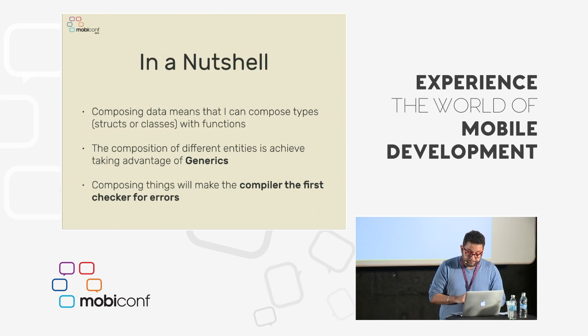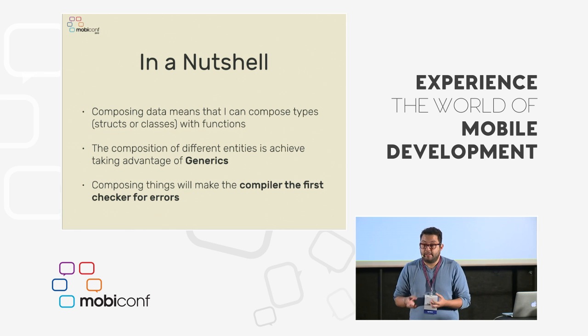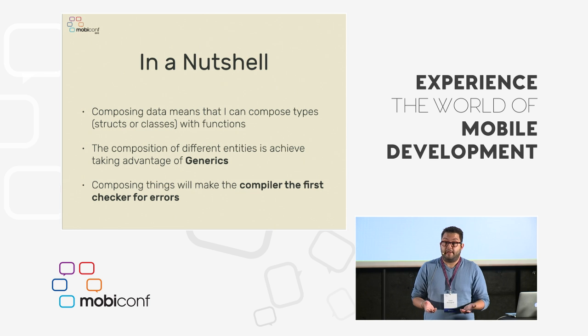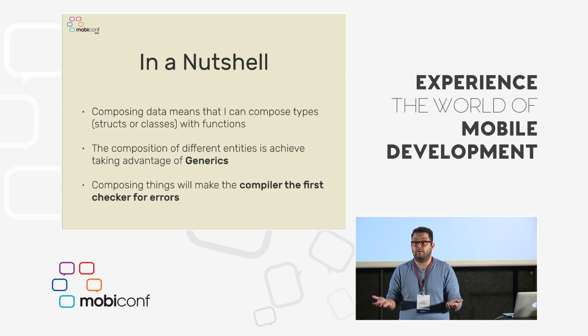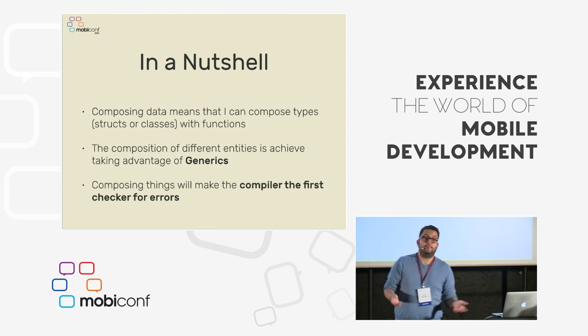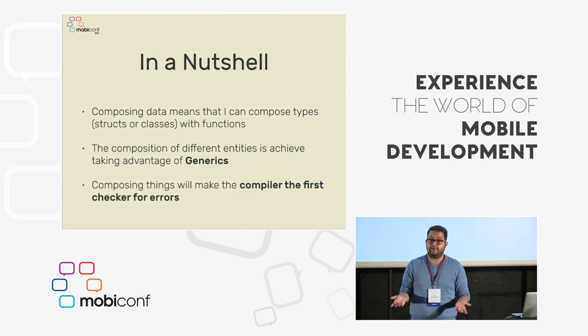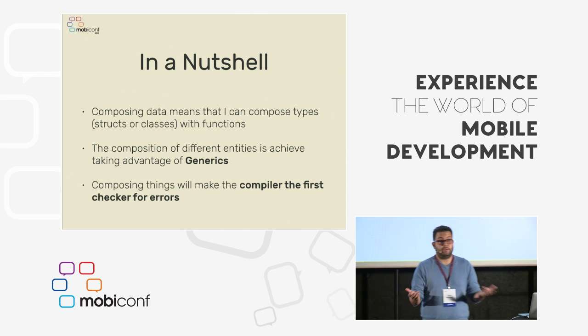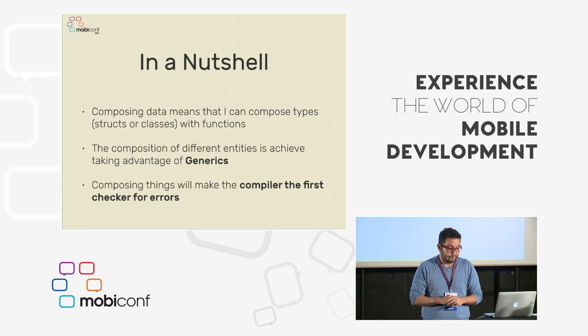In a nutshell, compositionality or composability in Swift uses a lot of generics. It's very useful to use generics because the type checker is going to be our best friend. Every time we try to compose types that have generics, the system, while compiling, is going to check if they are correct, and if there is an error, it's going to say there is something that doesn't work here.